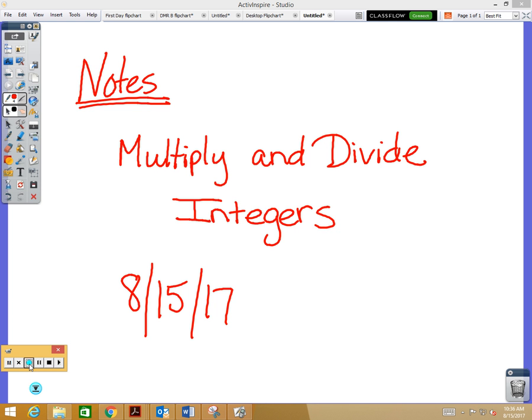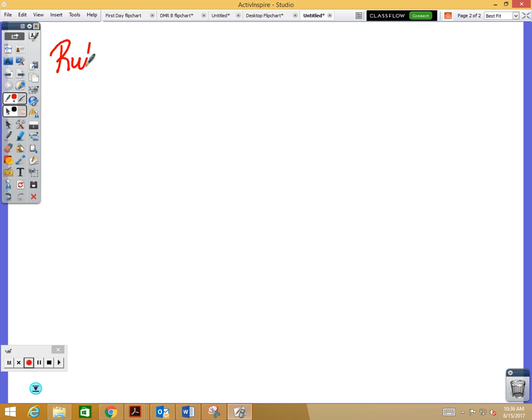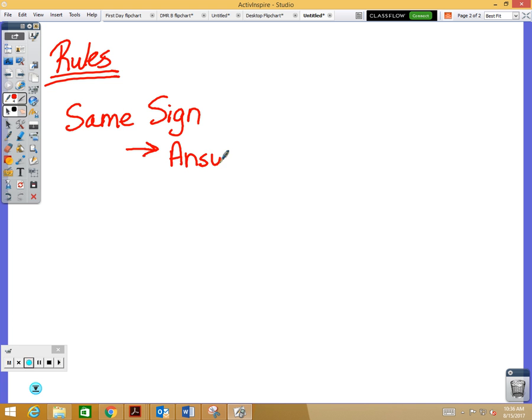Right, so whether you are multiplying or dividing, it is the exact same rules. And the rules are: when the signs are the same, so same sign, the answer is positive. So again, when the integers have the same sign, either they're both positive or they're both negative, then your answer is positive.